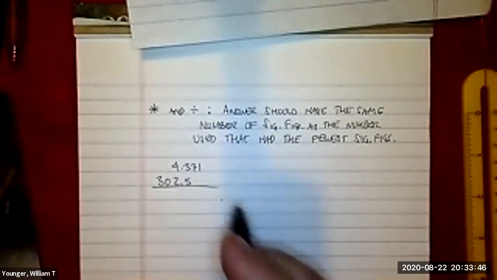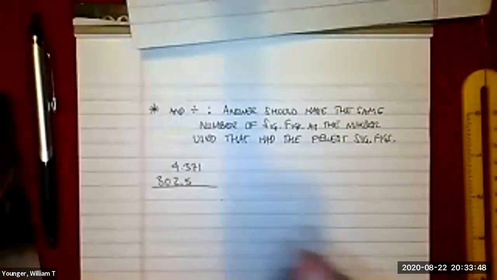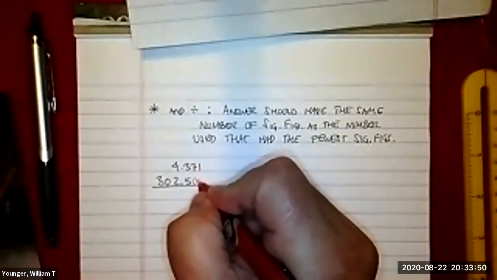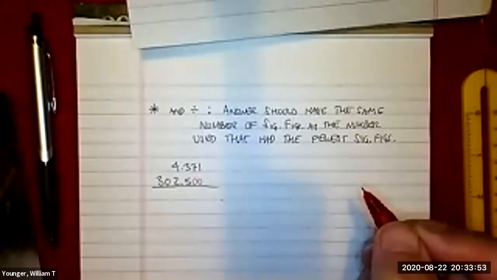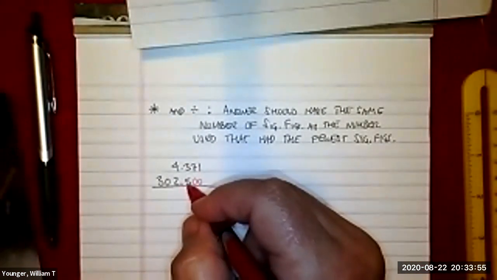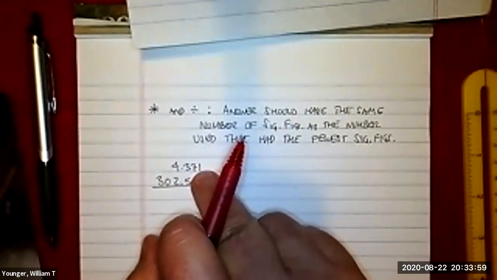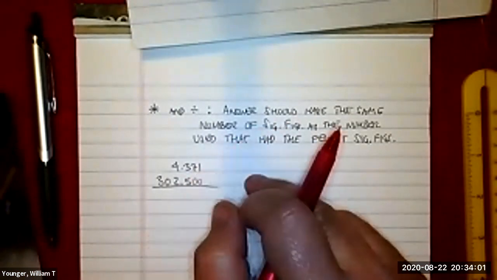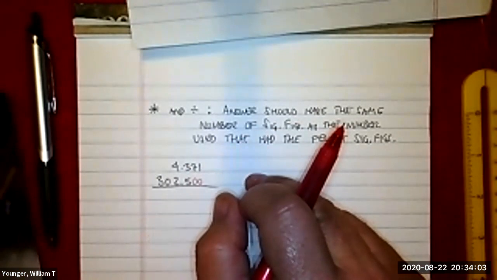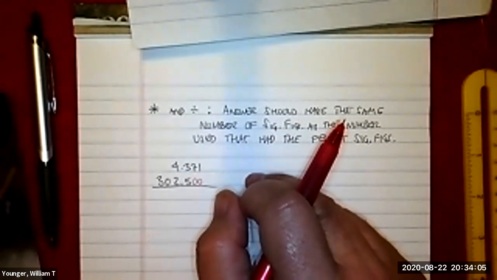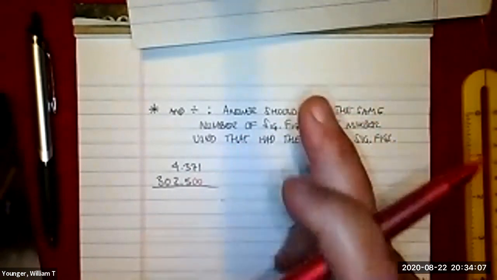Now, in a calculator, this number right here, 302.500, is identical to 302.5. Right? If I put this in without the zeros and then do minus and put it in with the zeros, the calculator will tell me the answer is 0. Because mathematically they're the same, but in science they're very different.